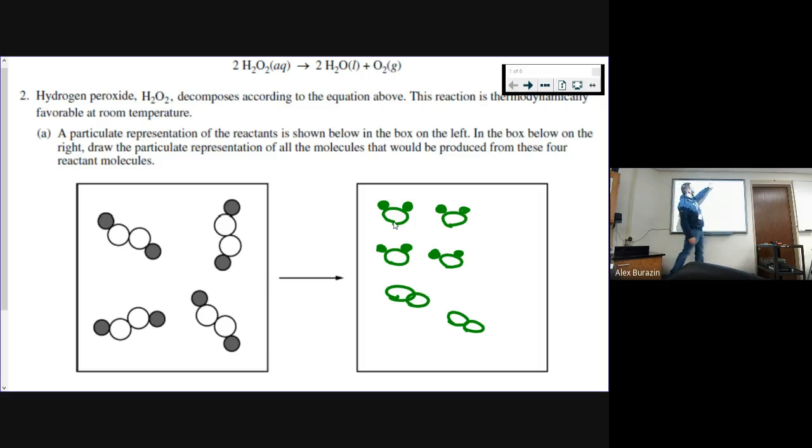Because again, the ratio is 2 to 1, right? Coefficients 2 and 2. So if I had 4 hydrogen peroxides, I should totally make 4 waters. And my coefficient of oxygen is half of that, so I should have half of it. I think that's easy. It doesn't matter how they look, right? Well, clearly no. Okay. Yes, no, it doesn't.